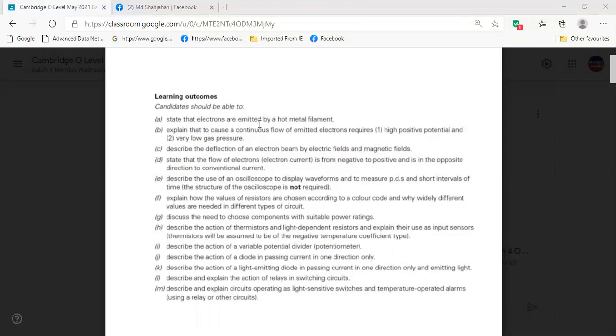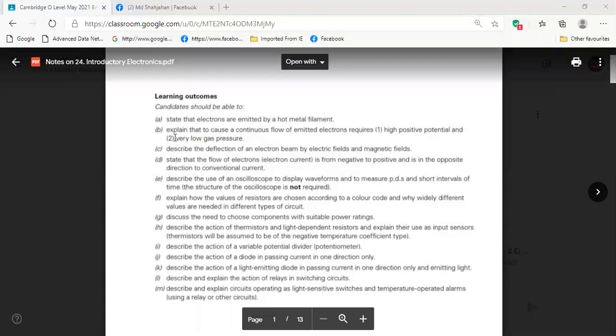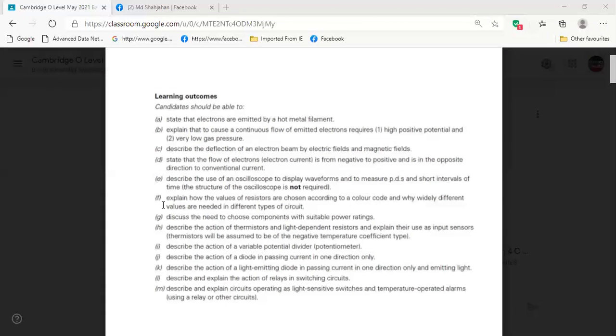The other three, A, B, and F, are new to you, like how you are getting electrons from a hot filament lamp, a metal filament, and what the conditions should be for this electron flow. Two conditions are mentioned. So A is further described in B. Then we have some other learning outcomes here.